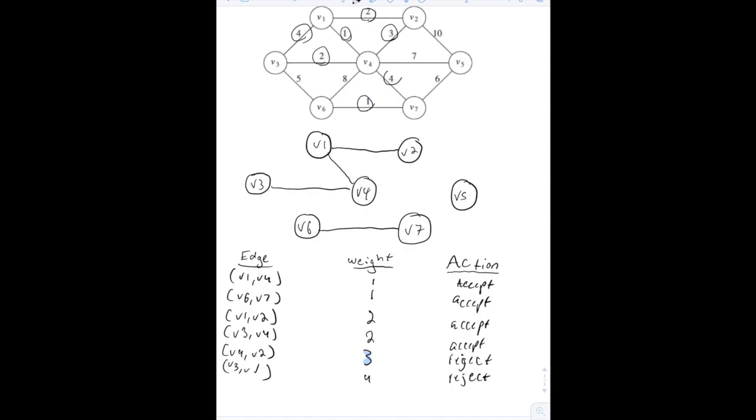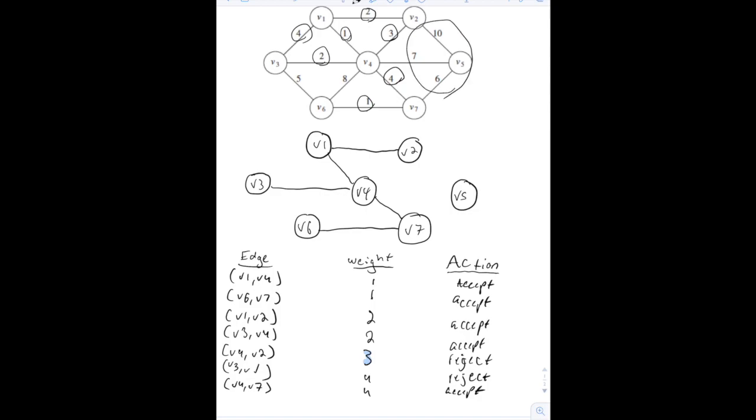Find the next value, which is here, V4, V7. And if you see, V4 and V7 can connect, so we're going to accept this. V4, V7, and its cost is 4. Accept. And then finally, we know we need to connect V5, so we're going to look at V5 on our graph here.